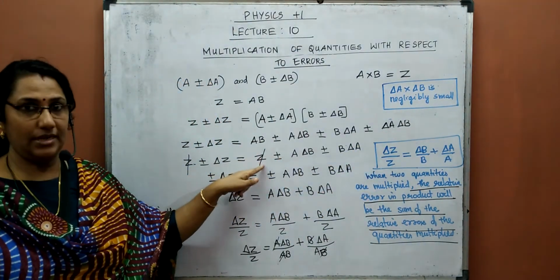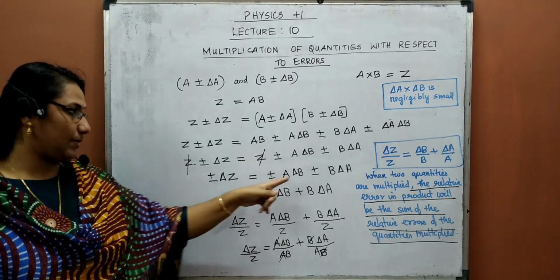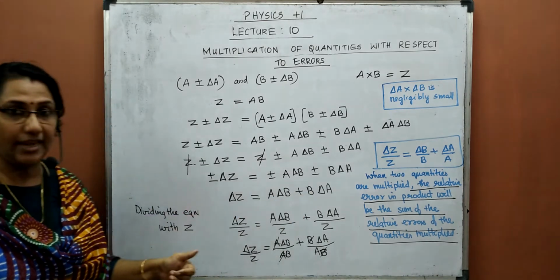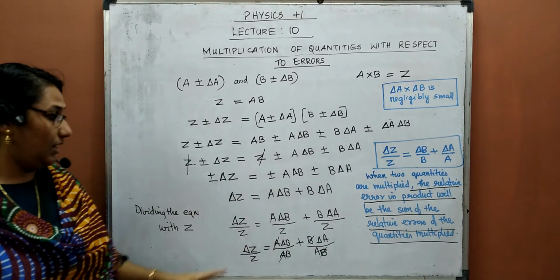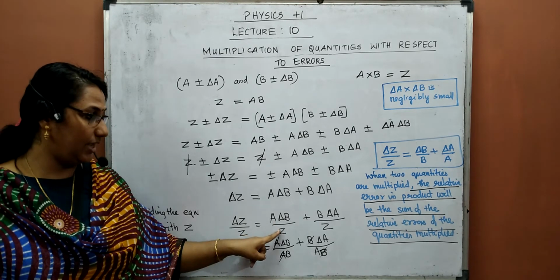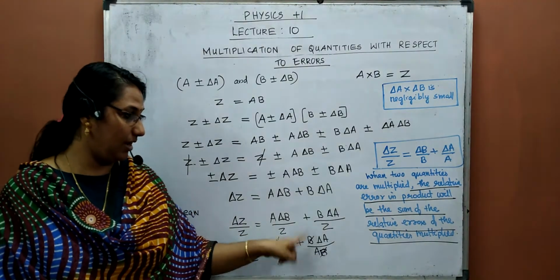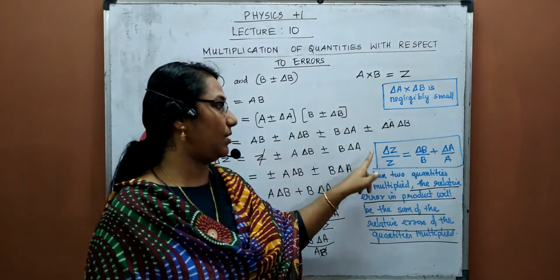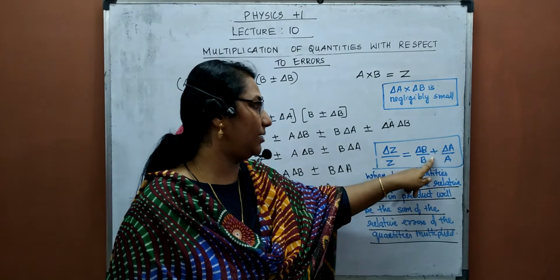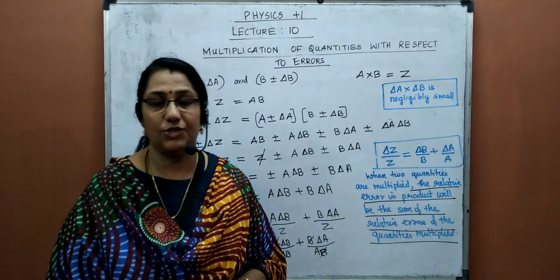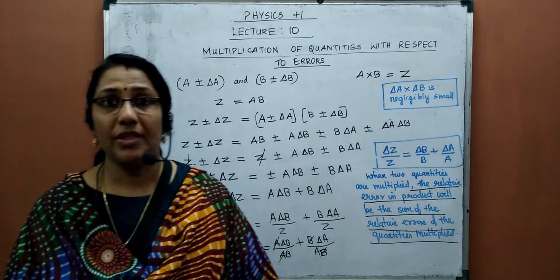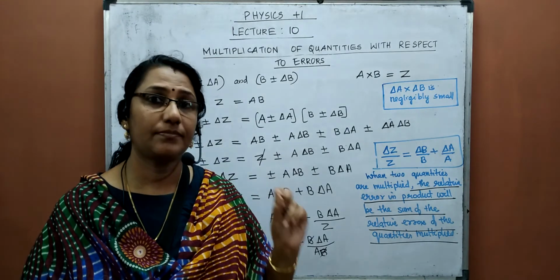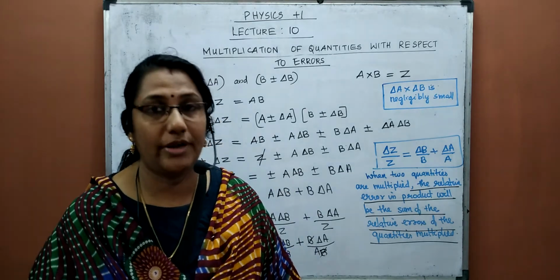AB equal to Z, Z cancelling, plus or minus removing, delta Z is equal to A delta B plus B delta A. Dividing the equation with Z, delta Z by Z is equal to, here Z may be taken as AB, BB cancelling, AA cancelling. Finally, we got the equation delta Z by Z is equal to delta B by B plus delta A by A. That is, when two quantities are multiplied together, the sum of the relative errors of the quantities will be equal to the relative error of the product obtained.